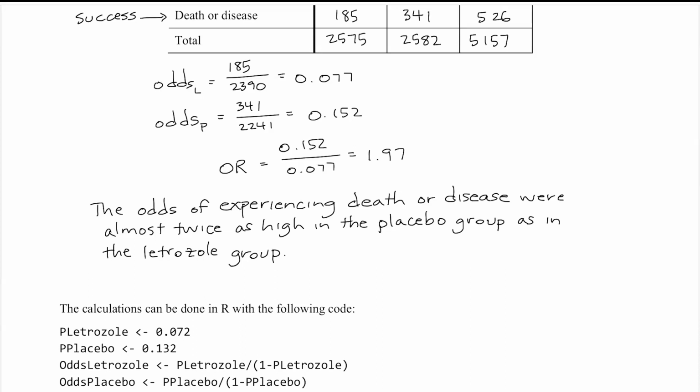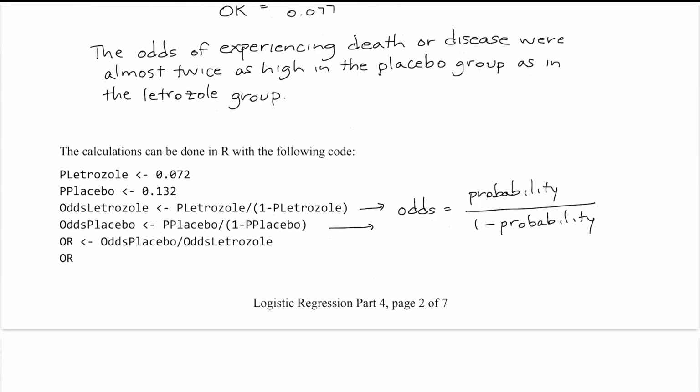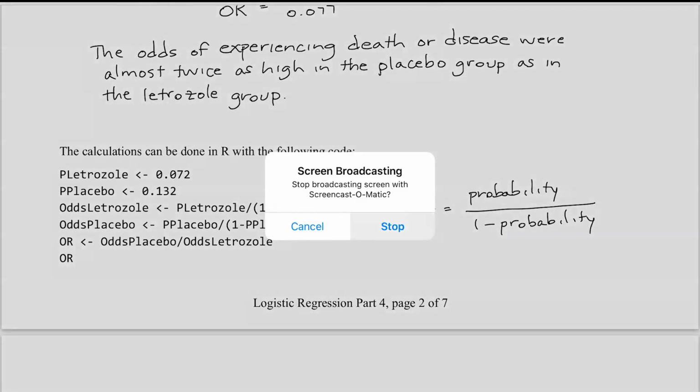Okay, and again, I gave you some code here, a little bit different than the previous, of ways that you can calculate this. Notice here, in terms of getting the odds, in general, remember, we go from probability to odds, probability over 1 minus probability. We had said pi over 1 minus pi, in this case p hat over 1 minus p hat. And then OR here for odds ratio, I'm putting placebo over letrozole.